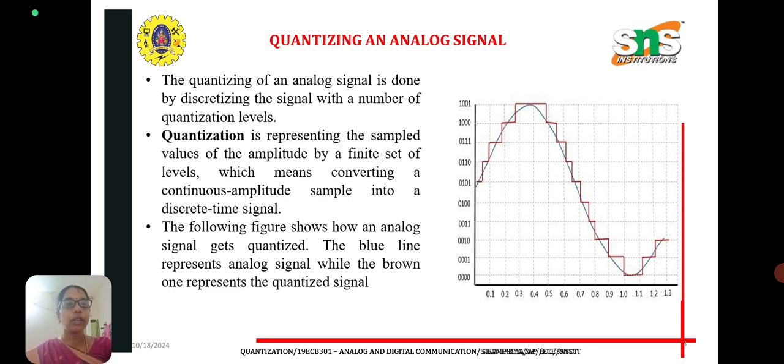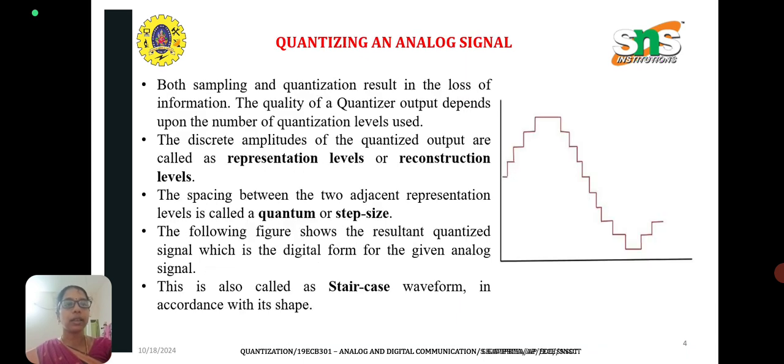The following figure shows how an analog signal gets quantized. The blue line represents an analog signal while the brown line represents a quantized signal. Both sampling and quantization result in loss of information. The quality of the quantizer output depends upon the number of quantization levels. The discrete amplitudes of the quantized output are called representation levels or reconstruction levels. The spacing between two adjacent representation levels is called the quantum or step size.